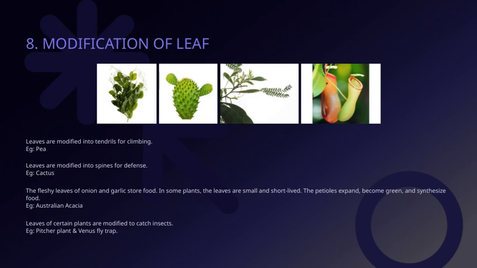Another interesting adaptation is leaves turning into spines, such as in cacti. These spines are primarily for defense, protecting the plant from herbivores. And then, some plants modify their leaves into tendrils, like the pea plant, which helps them climb and support themselves by wrapping around other structures.